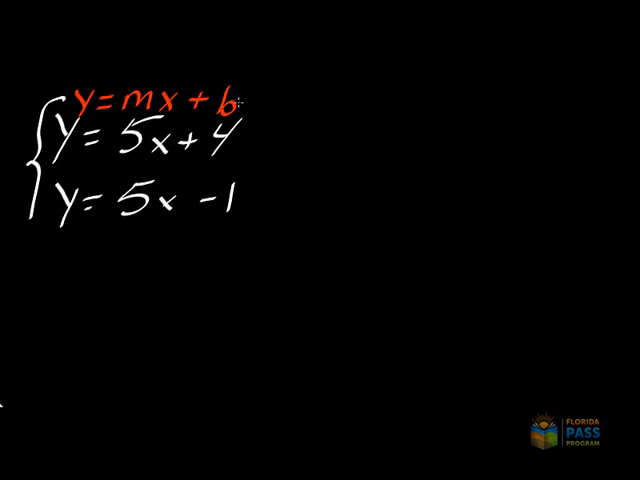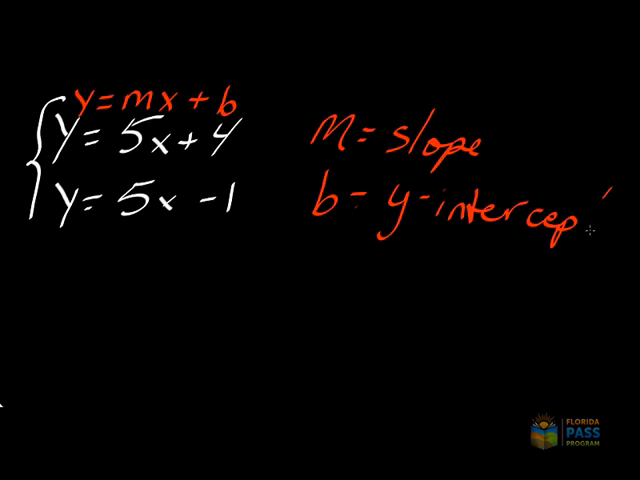Remember, this is the equation for slope-intercept form of a line. The m in this form is always your slope. The b is always your y-intercept. So m equals slope, b equals y-intercept. All right, so if you notice, the slopes are the same. So if the slopes are the same, that would make these parallel lines. They're specifically parallel because the slopes are the same.